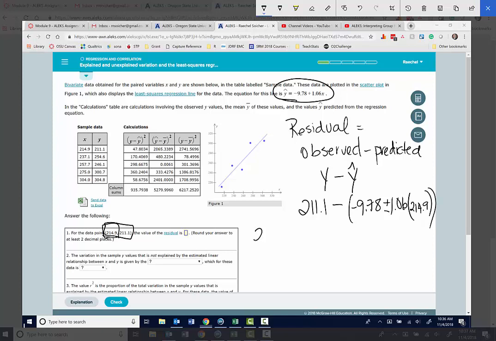Okay, so we can calculate this as 211.1 minus 218.014, which is equal to negative 7.014. And we want to round to 2 decimal places, so negative 7.01.